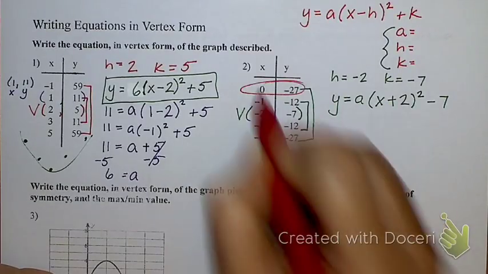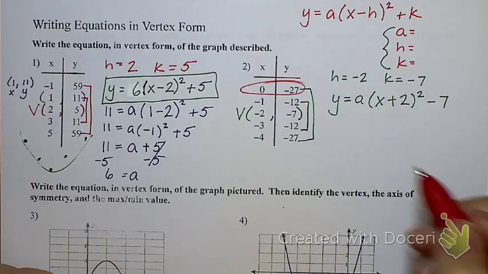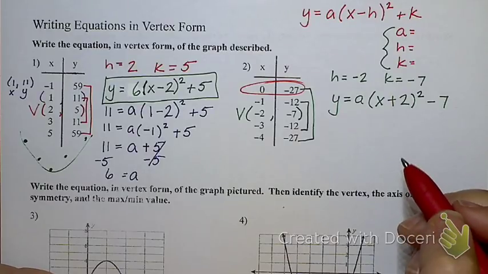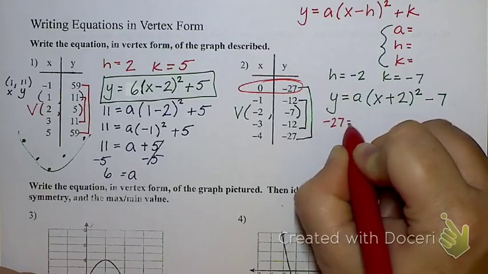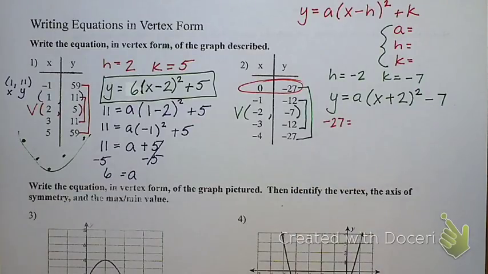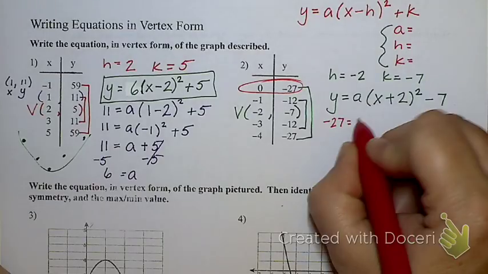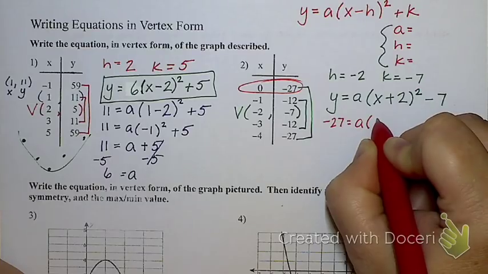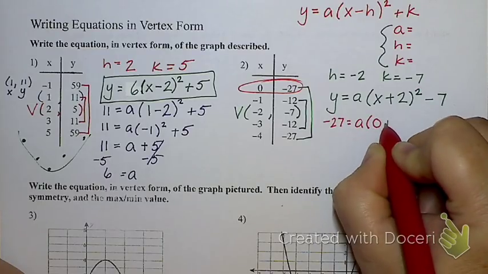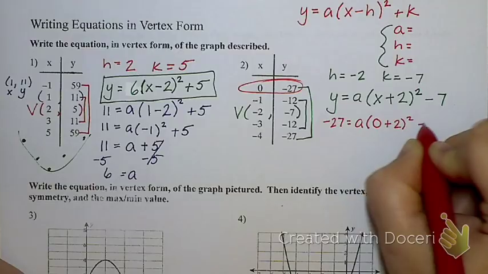I'm going to pick that one because I like the fact that there's a 0. 0 is easy. -27. By the way, it doesn't matter what point you pick, you'll still get the same A value, no matter which point you pick. Equals A parentheses, what do I plug in for X? Negative 0 plus 2 squared minus 7.